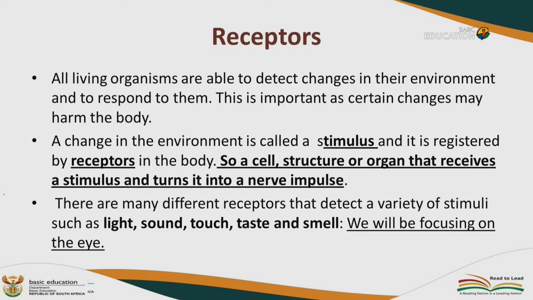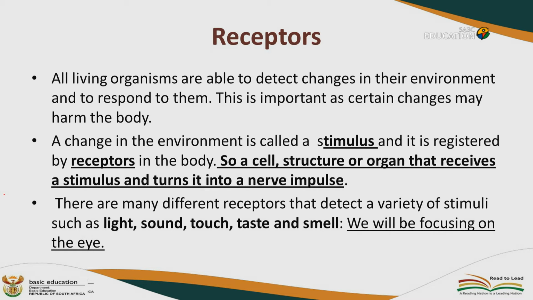Now, grade 12s, all organisms are able to detect change in the environment. So me and you, we are living in a changing environment. So there are many things that are happening around that could be harmful to us. So hence we have receptors. So the question comes, what are receptors? Receptors, any cell, any organ in our body that receives stimuli and turns it into a nerve impulse, that's a receptor.